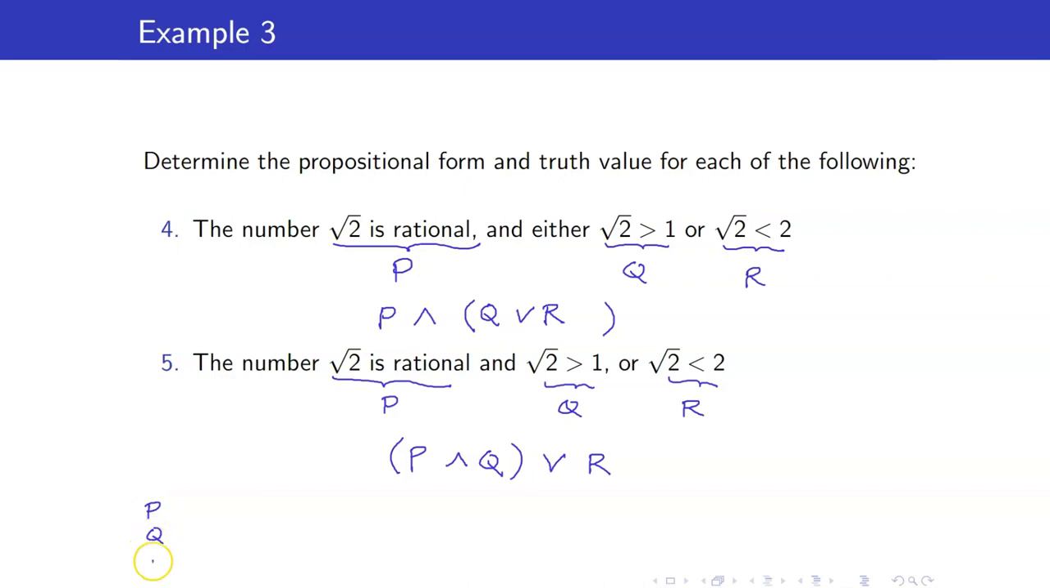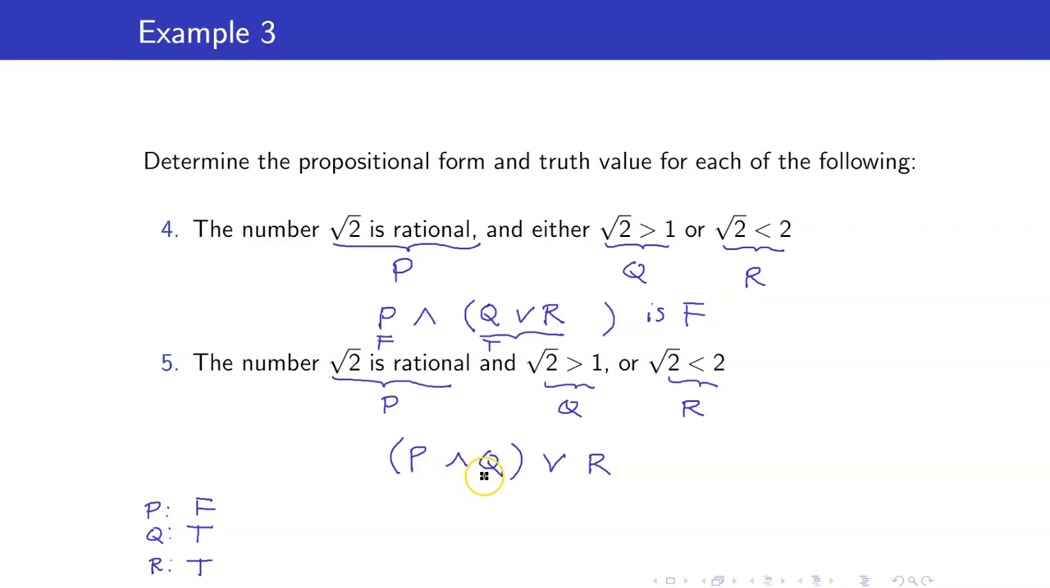Let me just write the truth values here. Square root of 2 is rational. That is false. Q, square root of 2 is greater than 1. That is true. And then R, square root of 2 is less than 2. Yes, that is also true. So therefore, for number 4, Q or R is true. So this whole thing is true. P is false. So therefore, this entire statement is false.